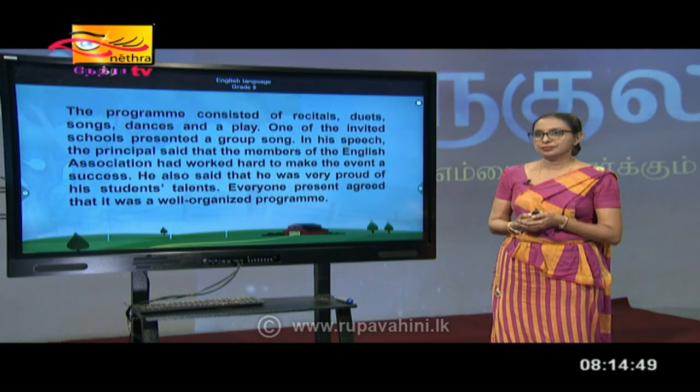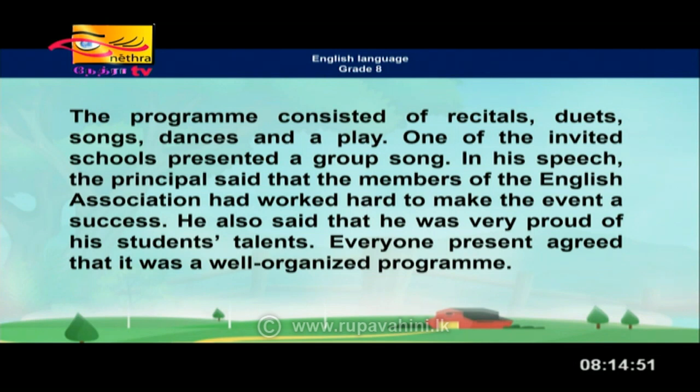The program consisted of recitals, duets, songs, dances and a play. One of the invited schools presented a group song. In his speech, the principal said that the members of the English Association had worked hard to make the event a success. He also said that he was very proud of his students' talents. Everyone present agreed that it was a well-organized program.